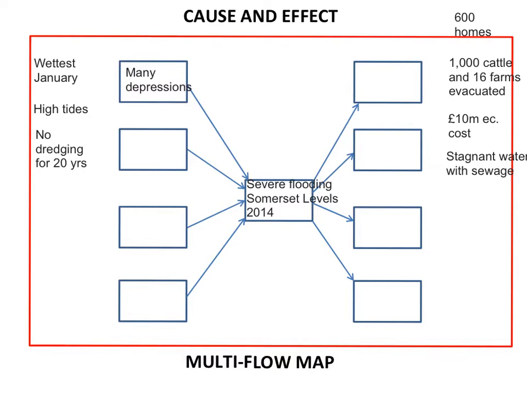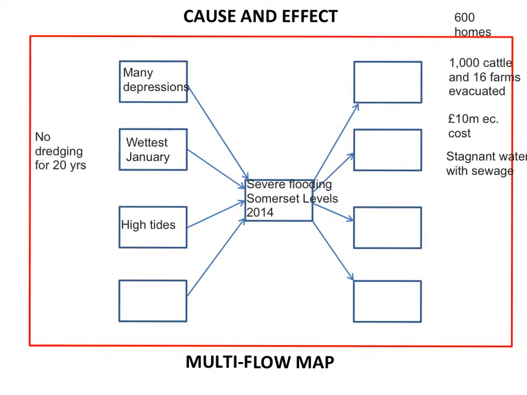Well, there were many depressions which came over the Atlantic. It was the wettest January on record, with high tides and no dredging for 20 years. They all caused the Somerset Levels floods, and now we can start to look at the effects.